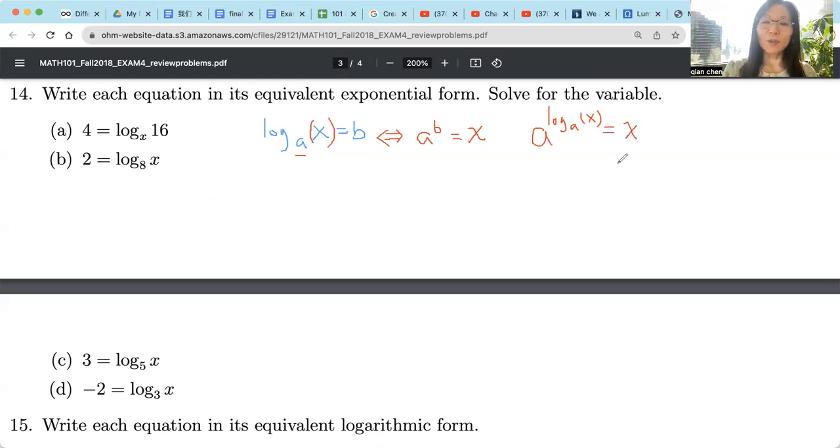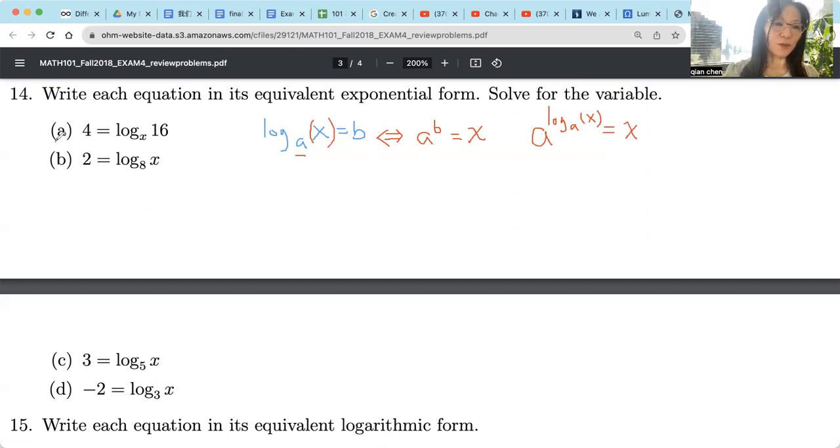Right. So now you know logs are just inverse functions. If we talk about functions, the inverse of exponential, right? So A to the B's power equals x can be written as log base A of x equals B.